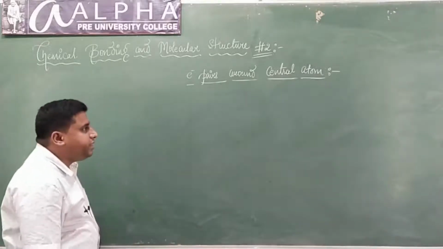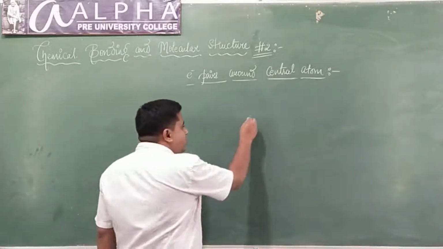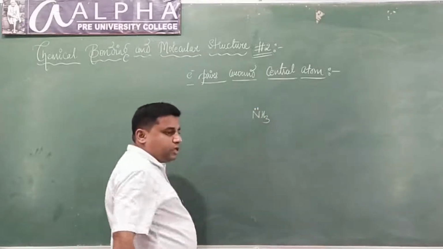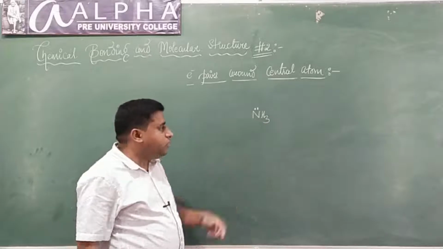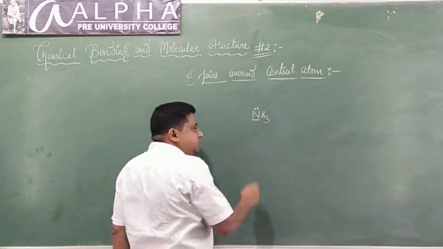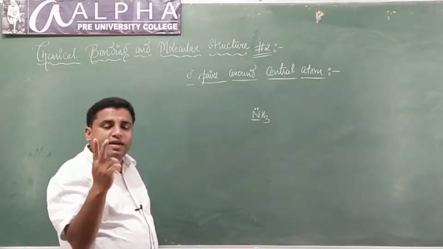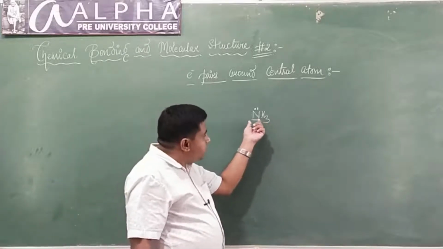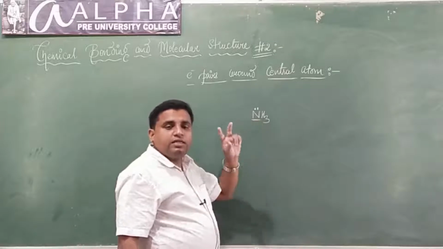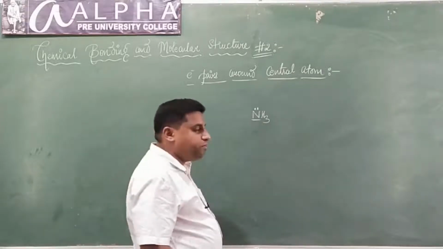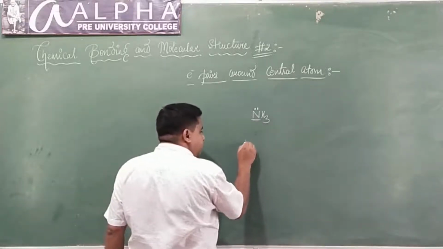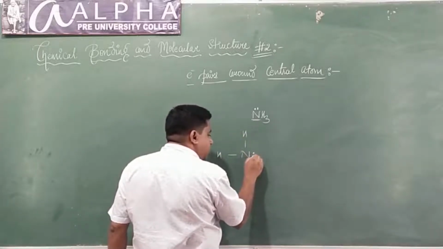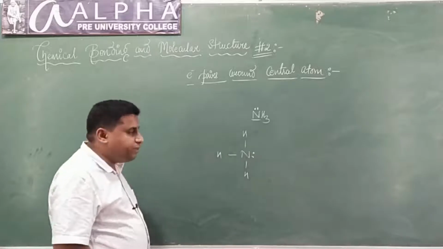Okay, look at here, students. If I consider ammonia, NH3, in this molecule, the central atom nitrogen is surrounded by two different types of electron pairs, just like this. Look here, NH3 with a dot, two electrons.